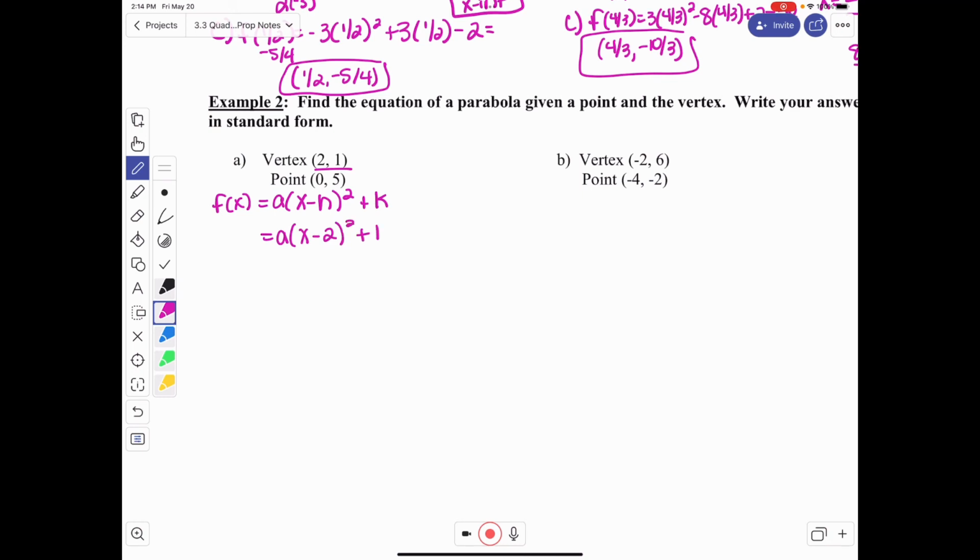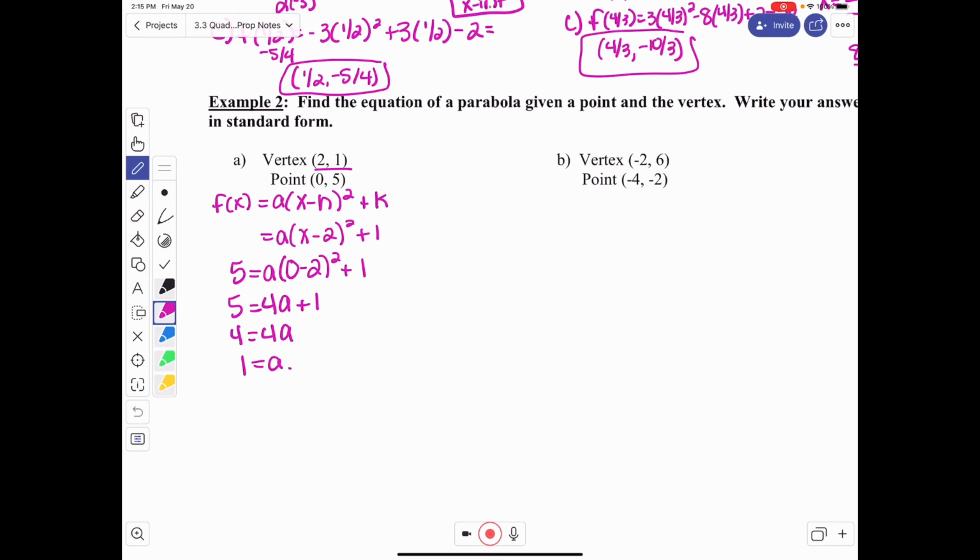Now, the reason they give us a point is so that we can figure out what a is. So I'm going to plug these in for x and y. So I have 5 equals a times 0 minus 2 squared plus 1. So 0 minus 2 is negative 2. Negative 2 squared is going to be a positive 4. So I have 4a plus 1. If I subtract the 1, I'll get 4 and divide by 4. So I get a is 1.